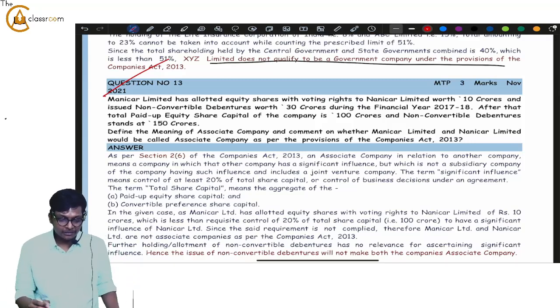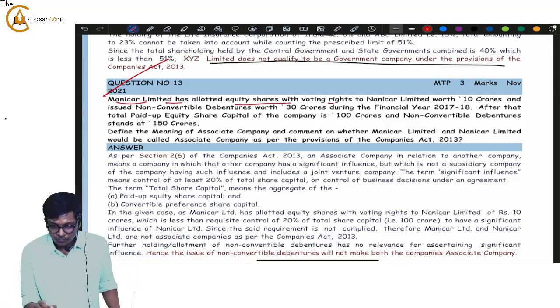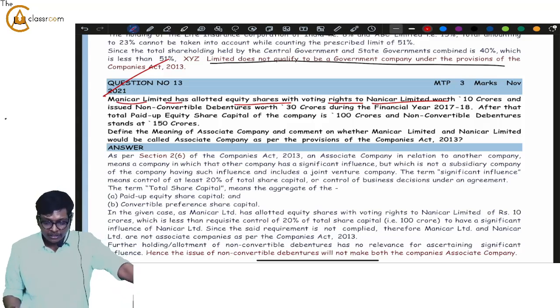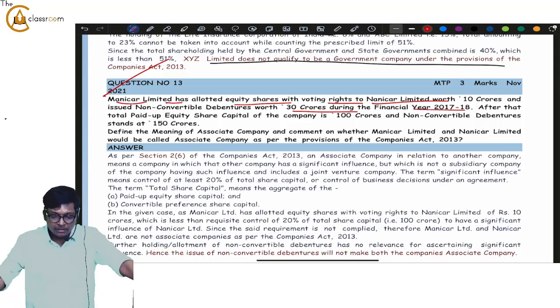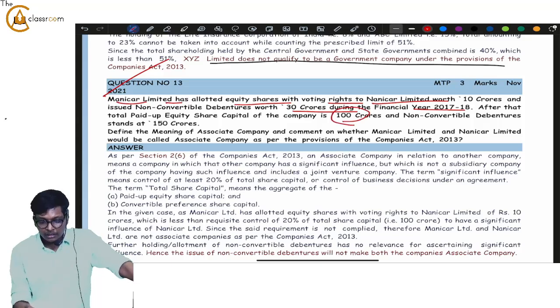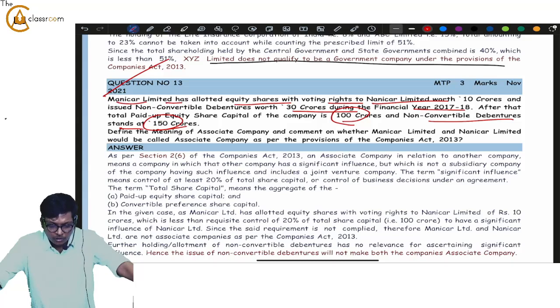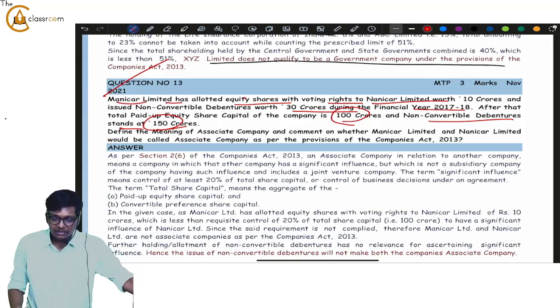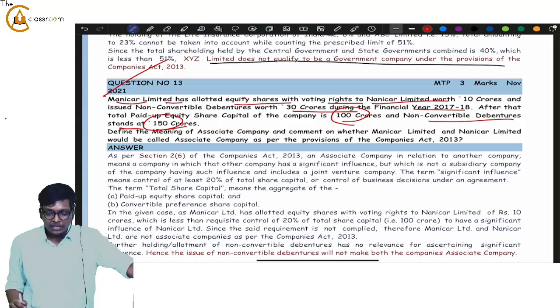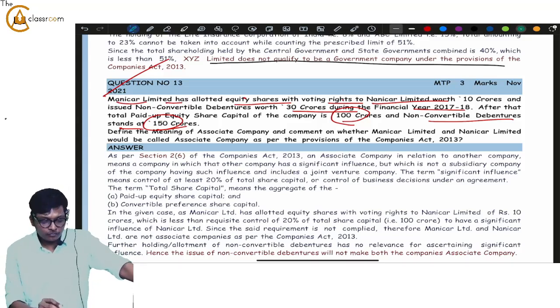Question number 13. Manikar Limited has allotted equity shares with voting rights to Nanikar Limited, 10 crores, and issued non-convertible debentures worth 30 crores during the financial year. After that, the total paid up share capital of the company has become 100 crores and non-convertible debentures stand at 150 crores. Now, for an associate company, what is the percentage? 20% or more of the total voting power.